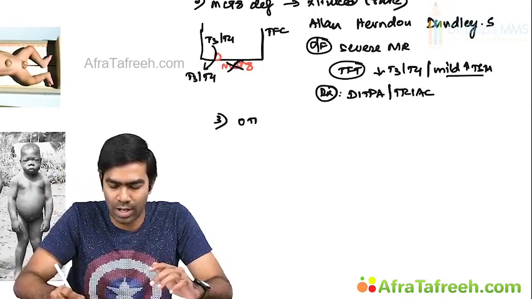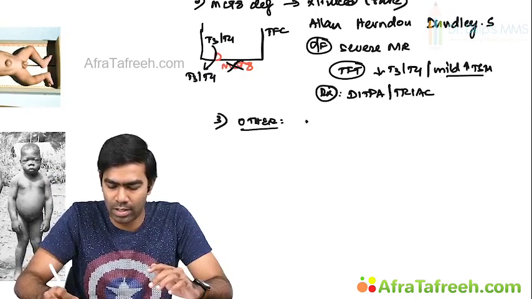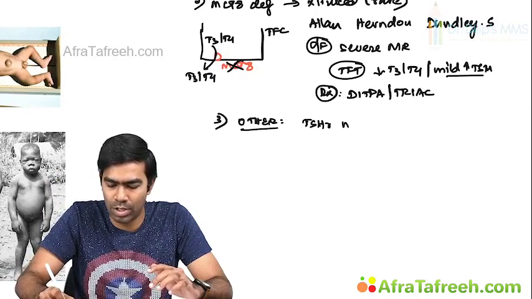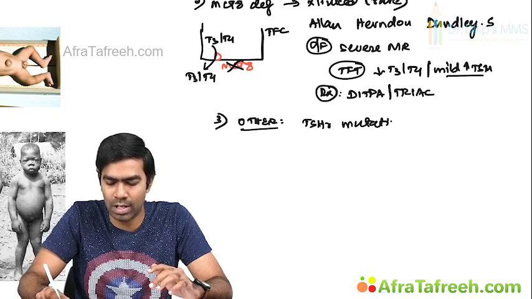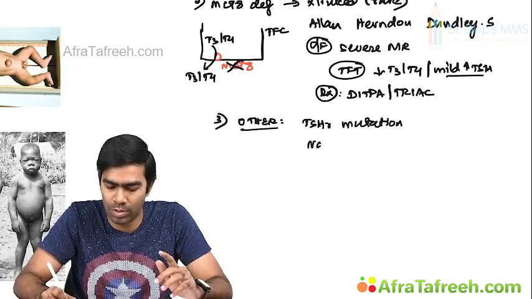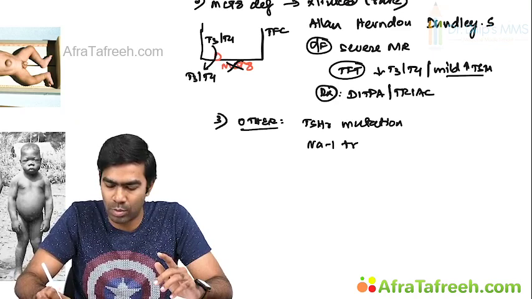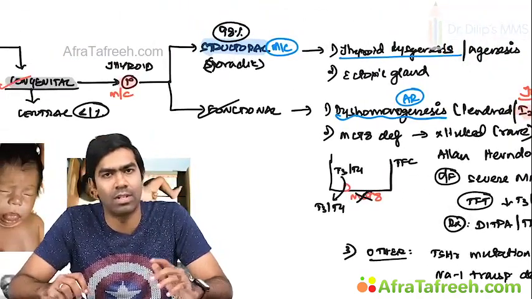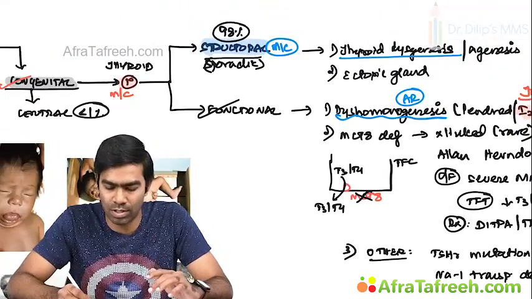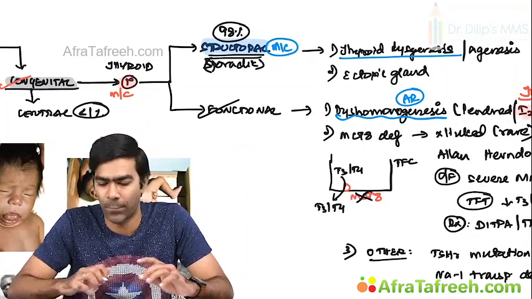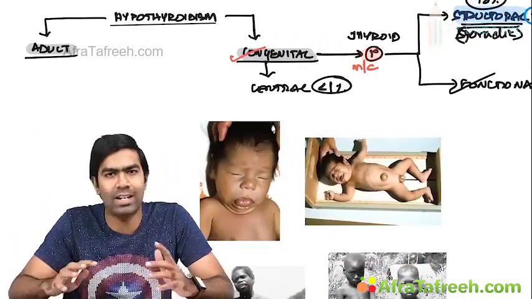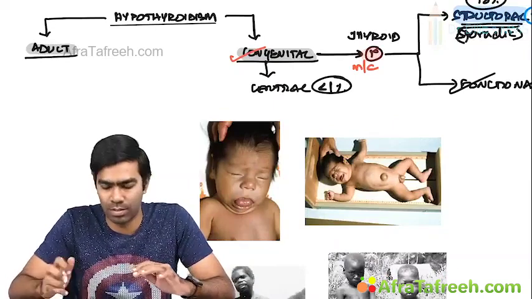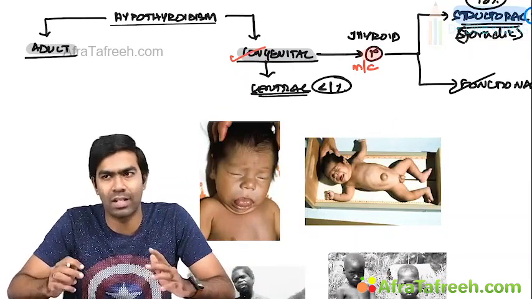Third, there are a lot of other rare causes like TSH receptor mutation. Because of that, the TSH receptor may not work properly, or it could be a sodium iodide transporter deficiency. So very, very rare causes. So overall, these functional problems itself are very rare nowadays. It's usually structural problems only. Clear?